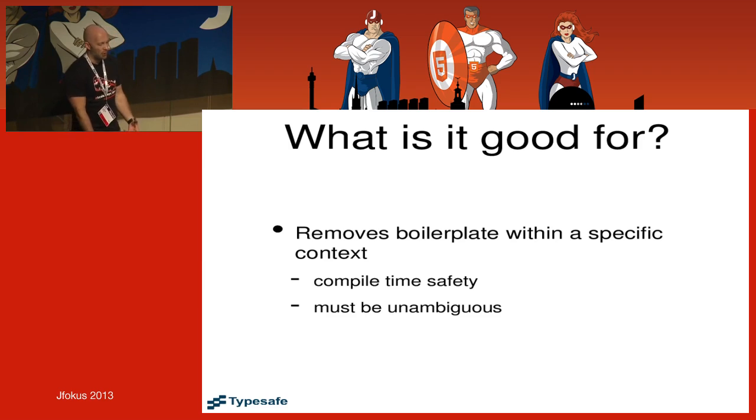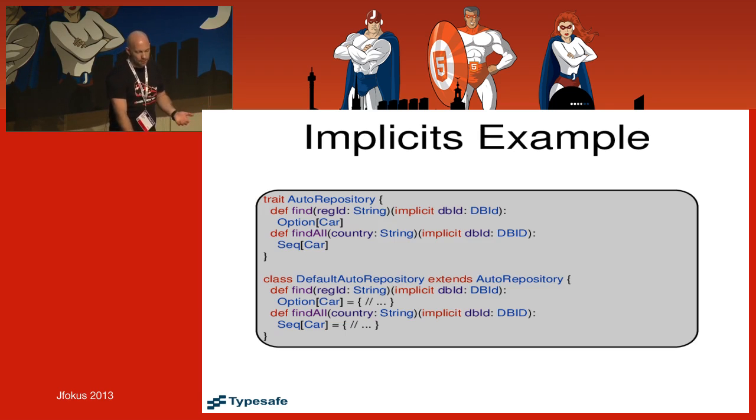Implicits removes a lot of boilerplate within the context, and it provides compile time safety, and it must be unambiguous. And I'm going to show you what that means. So implicits is a really good thing, right? Let's create an implicit example here.